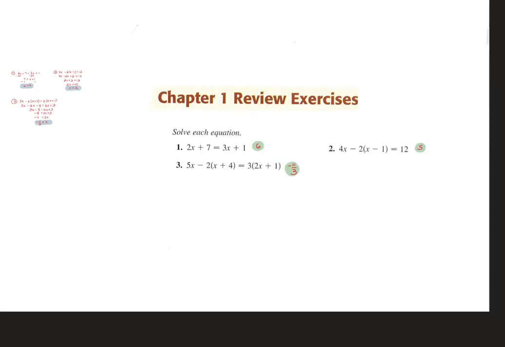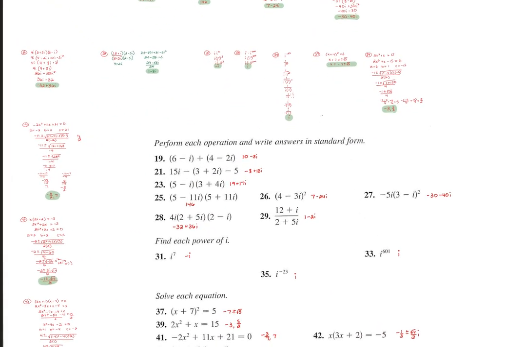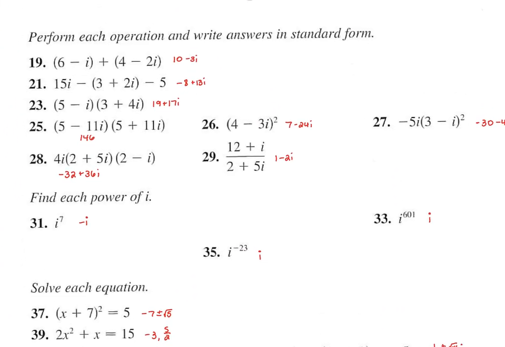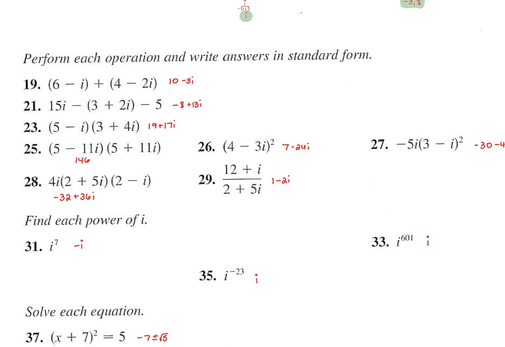Questions on any of these? The top of page 5 we're on now is your complex numbers. So 19 to 35 is dealing with the i's. Questions on those?